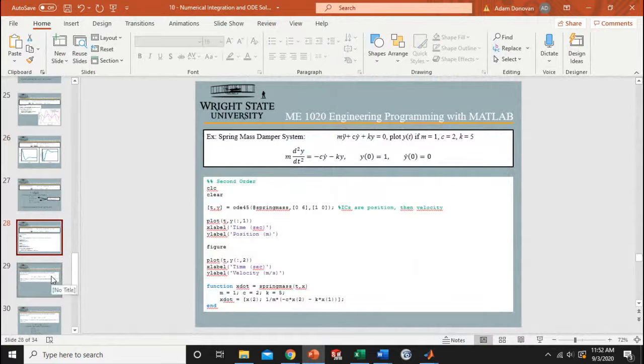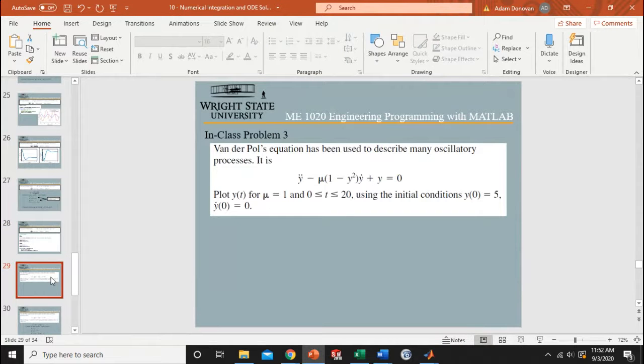And so I have this code that I created up here, but what I want you to do is, this is going to be a more complicated one. So I'm kind of doing the opposite of what I normally do with these in-class problems. But I just showed you how to use ode45 to solve a second order problem. So what I want you to do for your third in-class problem, again, due Wednesday, is to solve Van der Pol's equation. It's a specific equation that is a second order differential equation.